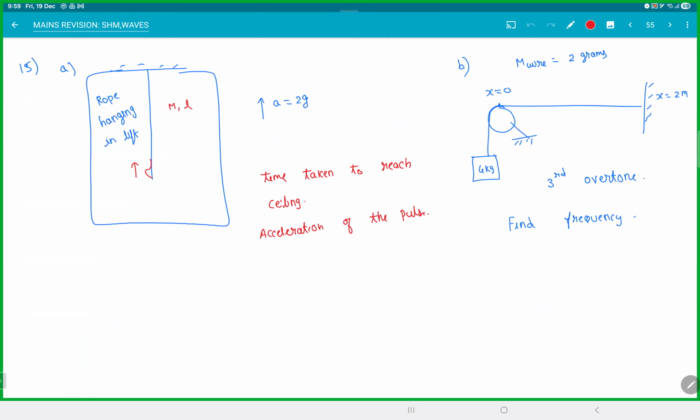Stationary waves. Hope you guys remember that for a string there is a direct formula.